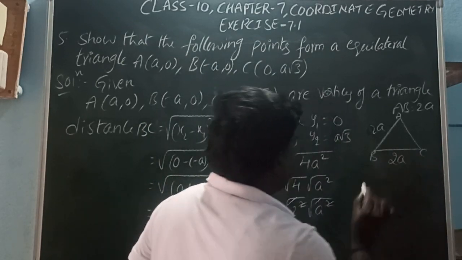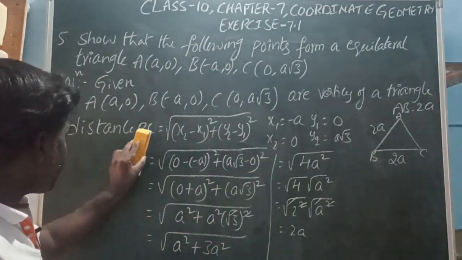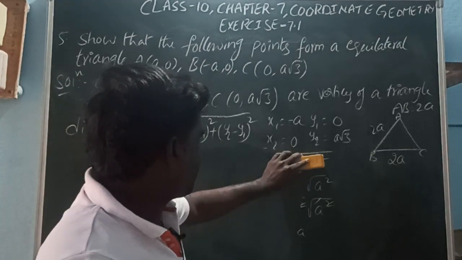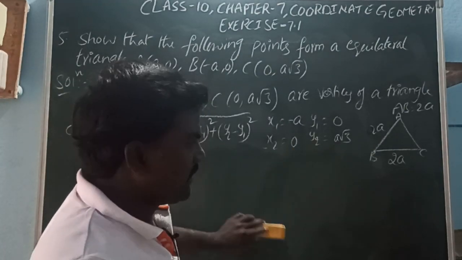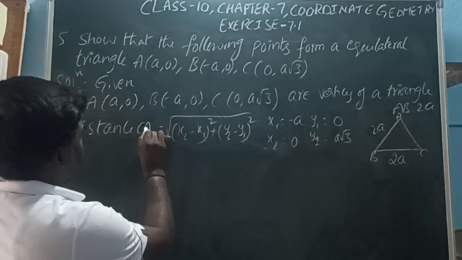So the BC length is how much? 2a. Next, find the CA length. So the CA length is also 2a. Then the triangle forms an equilateral triangle.